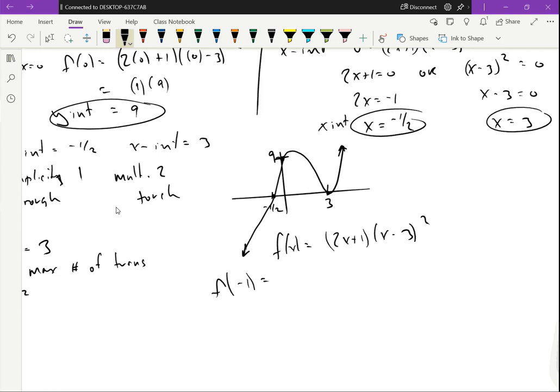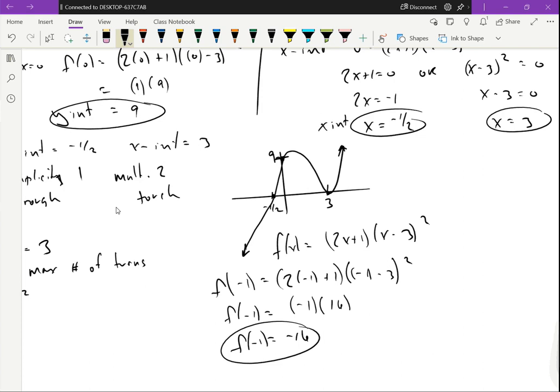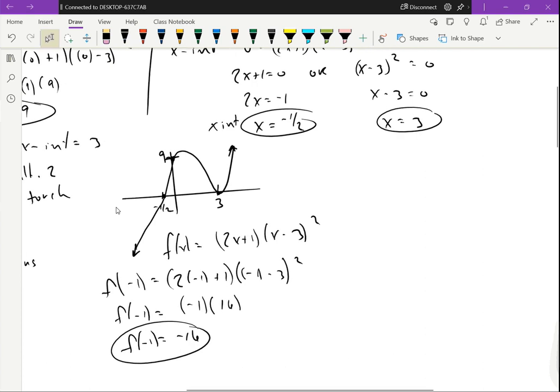So if we plug in -1, I get 2 times -1 plus 1 multiplied by -1 minus 3 squared. Let's figure out what this works out to be. So that's -2 plus 1 is -1. This is going to be -1 minus 3 is -4, squared is 16. So that means at -1, I'm at -16. And we already have a value in between -1/2 and 3. We got 0.